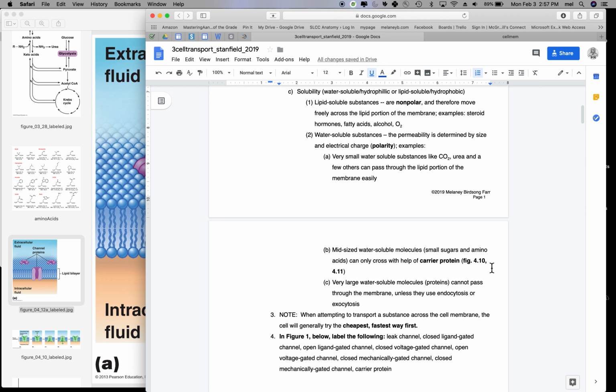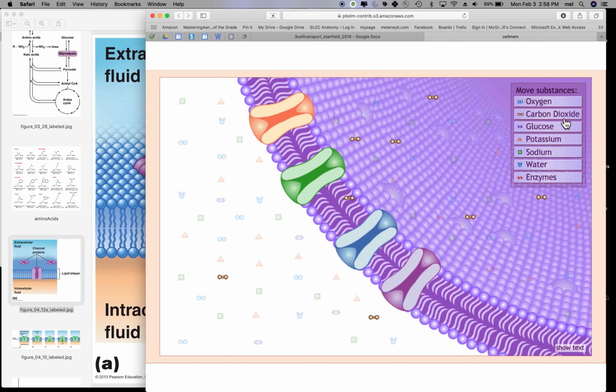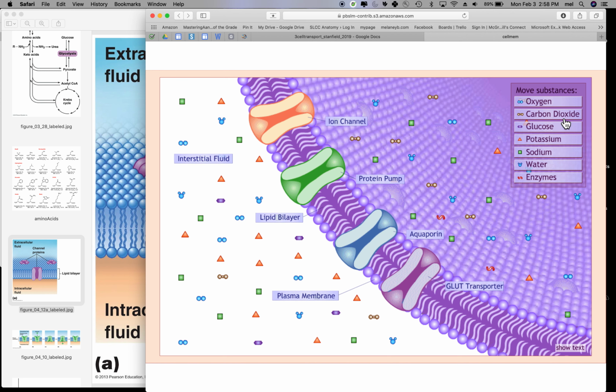Okay, what about substances that aren't necessarily lipid soluble, but they're still kind of tiny? Very small water soluble substances like carbon dioxide, urea, and a few others seem to be able to cheat the whole solubility question because they're small enough. So how does carbon dioxide, which is generated inside your cells, and this is what it looks like right here, how does carbon dioxide traverse the cell membrane? Notice that it seems to be small enough, despite its solubility issues, that it can actually diffuse straight out of the cell. And you can mess with these on your own, by the way.